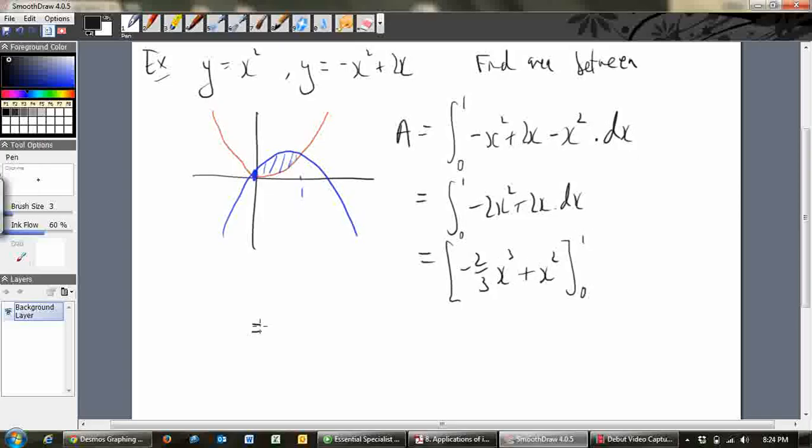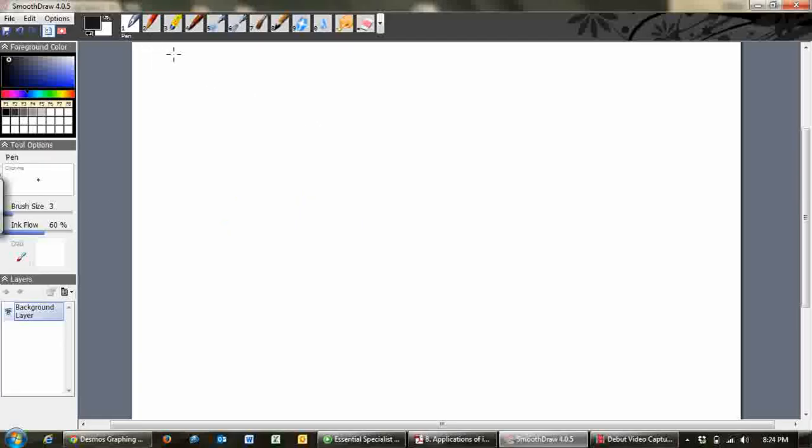X cubed, so it will be 1, so we get negative 2/3 plus 1 when we substitute it in, minus, when we put 0 in, we'll just get 0, so there we go. So negative 2/3 plus 1 is 1/3 units squared. And so there's your answer there. Nice and simple, that's good. I'll do a slightly more interesting example because that one's pretty boring.